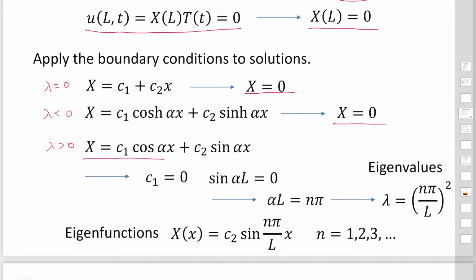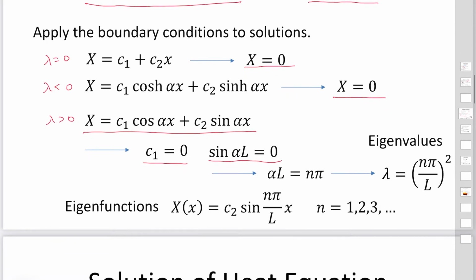From this expression, by applying the boundary condition, c sub 1 has to be 0. But c sub 2 does not have to be 0. Instead, sine alpha L could be 0. So to satisfy this equation, alpha L is an integer multiple of pi. From this equation, you can find the eigenvalues, because lambda equals alpha squared. So as eigenvalues, we have (n pi over L) squared.